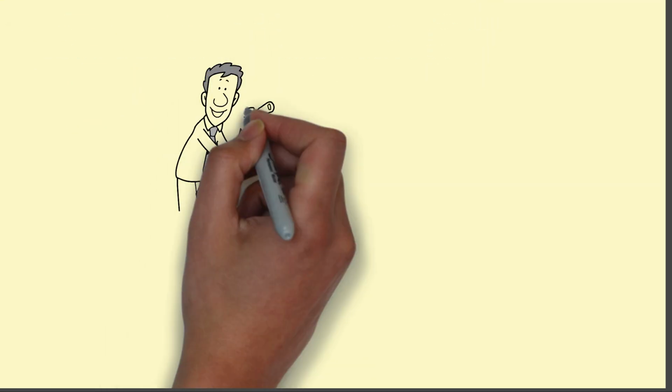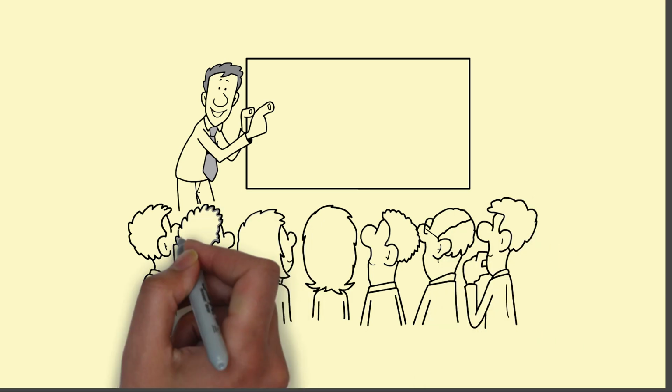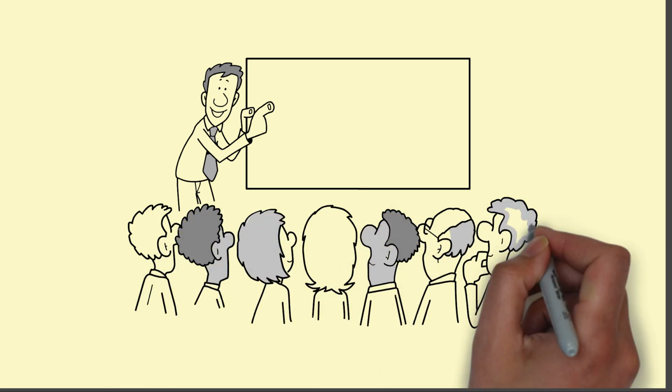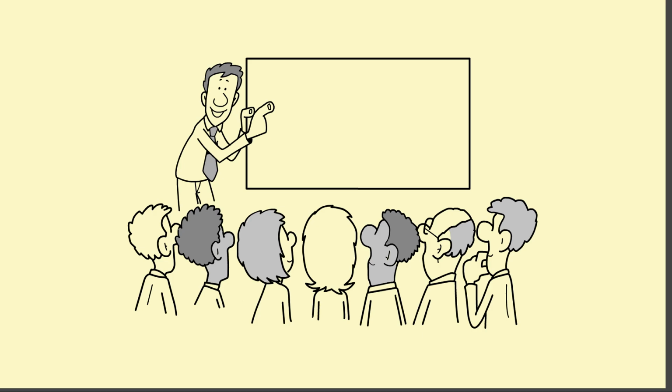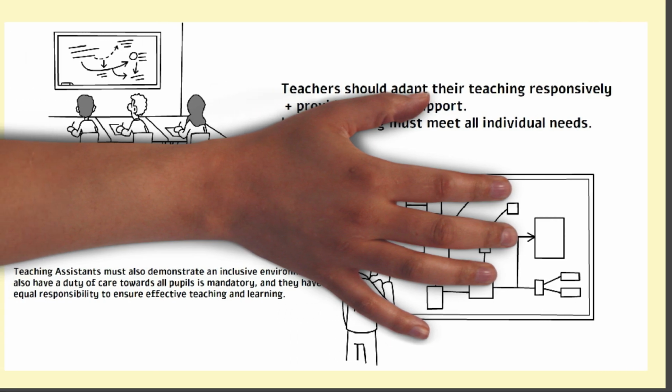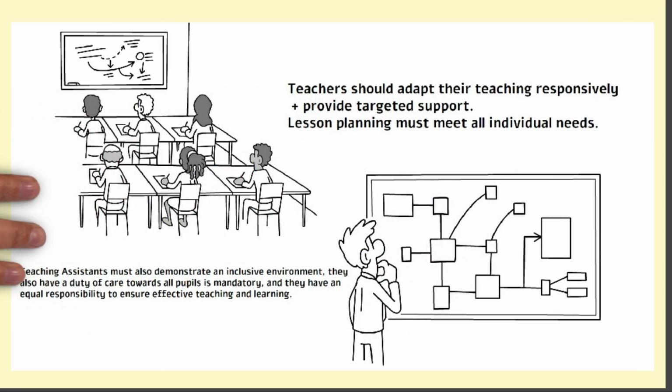They must make sure that all relevant staff are aware of Bradley's needs and how to best support him. For example, play or lunchtime monitors. Bradley's teachers may also gain from receiving additional behavioral management training. Teachers must learn to adapt their teaching responsibly, providing targeted support. Lesson planning must meet individual needs, connecting new content with people's existing knowledge. Teaching assistants must also demonstrate an inclusive environment.